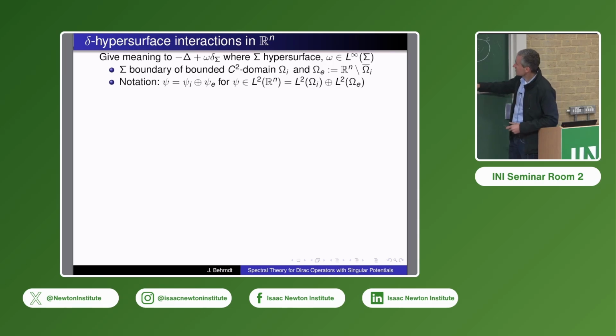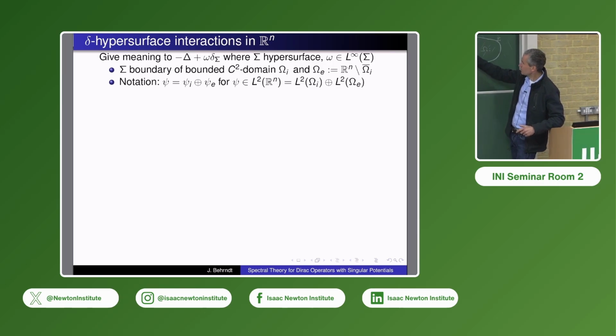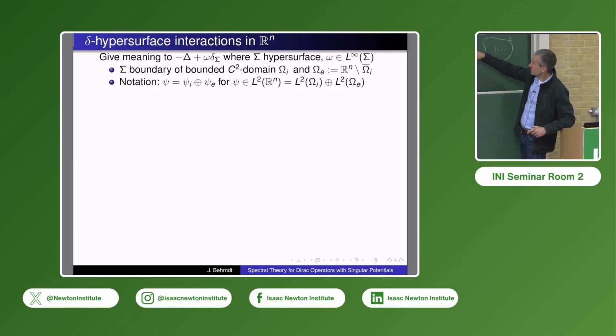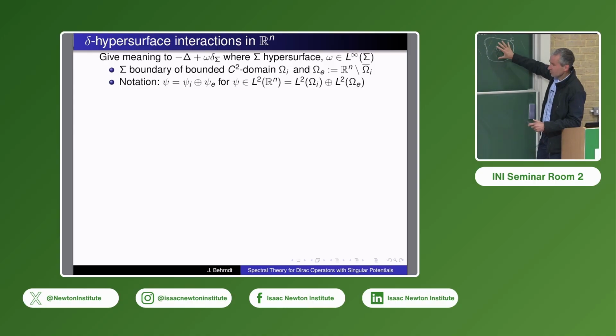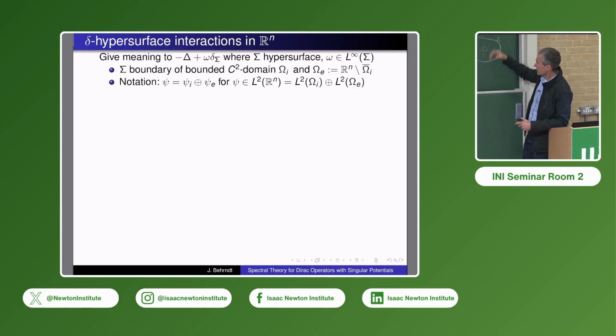And functions in the following we will write just as two-component vectors. Two components meaning that a function defined on the Euclidean space has a component which I obtain if I project to omega i, and there is another one for omega e, and then I'm just thinking of such a two-vector. This is, I think, basically what I'm saying.